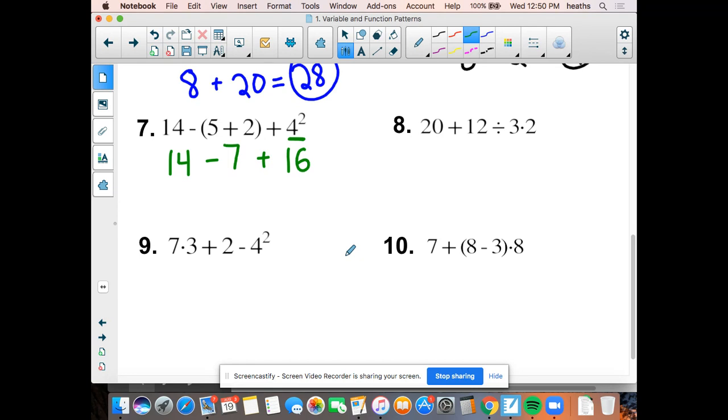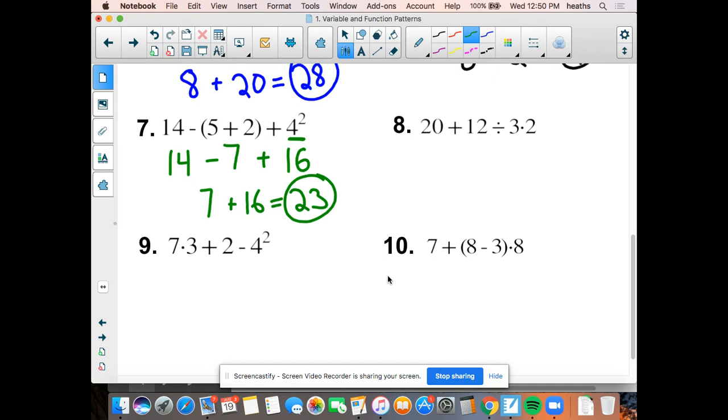subtraction and addition, which, remember, you're looking for those at the same time, adding and subtracting. So we can just go left to right here. 14 minus 7 is 7. Plus 16 is going to give us 23.